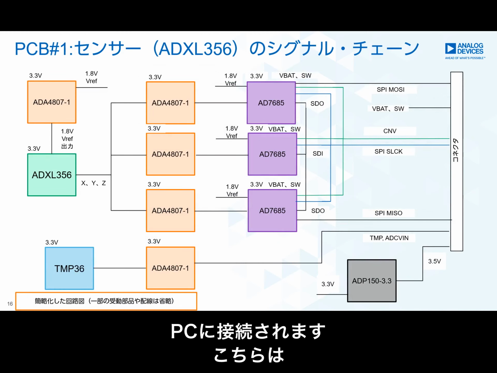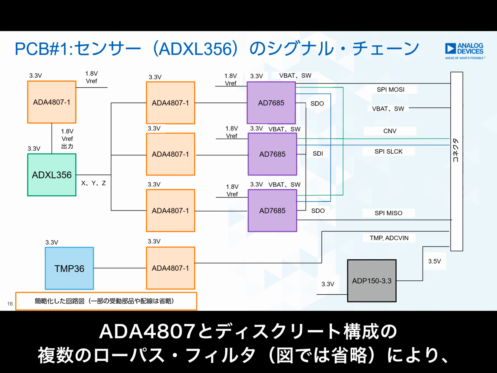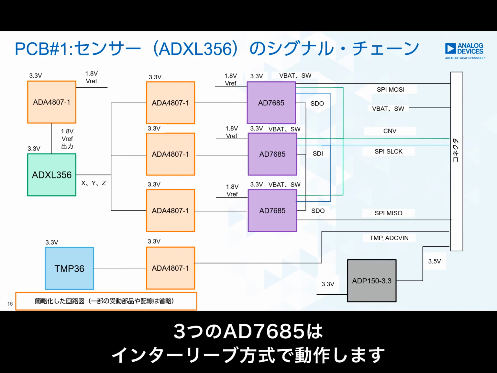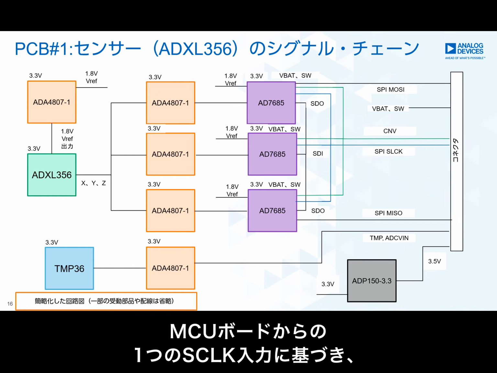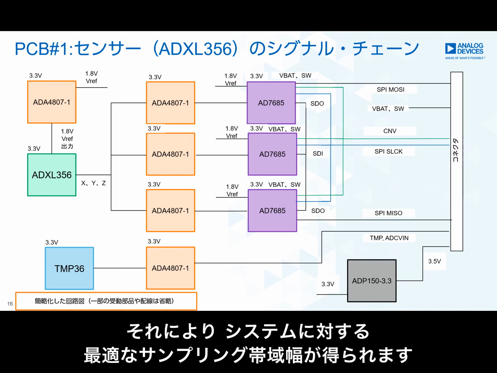This slide provides a more detailed overview of the ADXL356 sensor signal chain. The ADA4807 and discrete low-pass filters, which are not shown, buffer and provide low noise signals to the three interleaved AD7685 16-bit ADCs. The AD7685 ADCs are interleaved to simultaneously sample the triaxial MEMS input signals with the same serial clock input from the MCU board. This results in an optimal sampling bandwidth for the system.